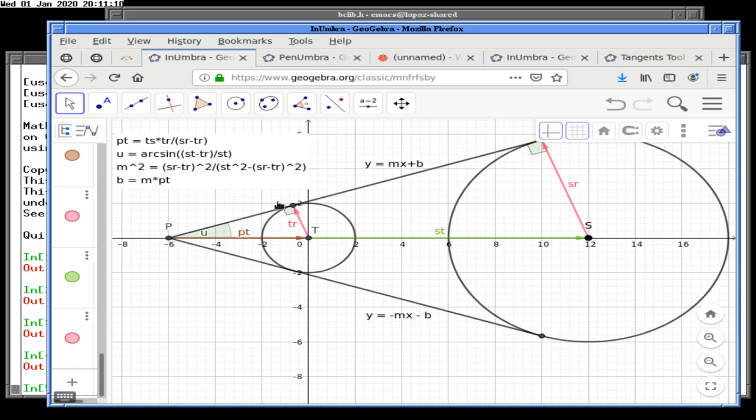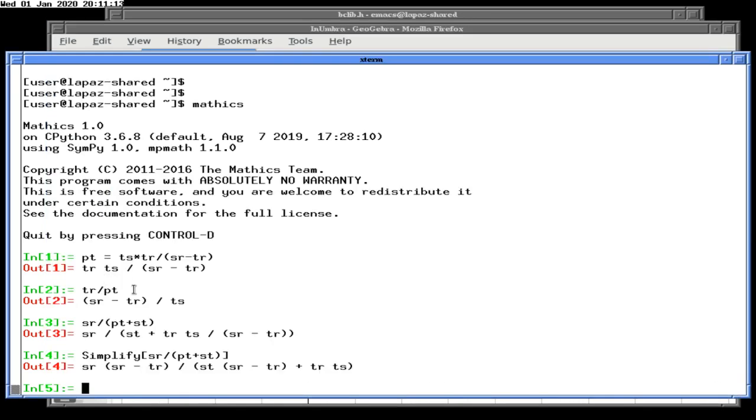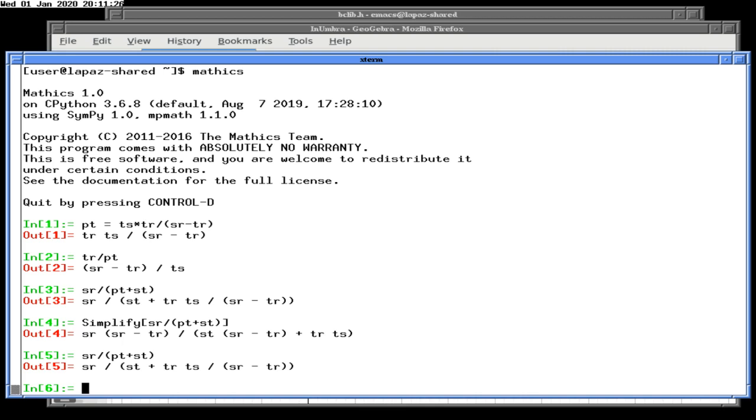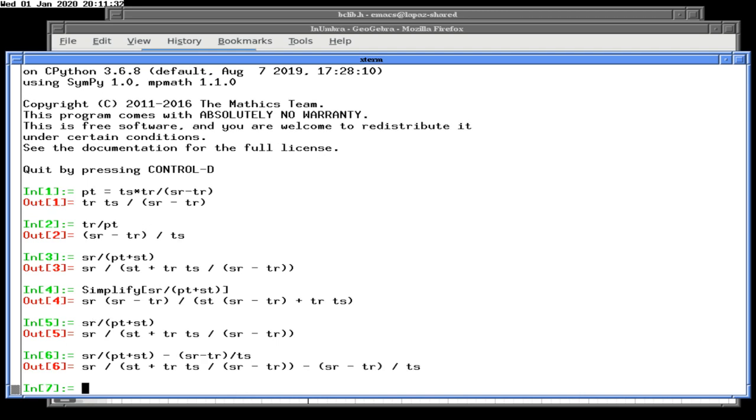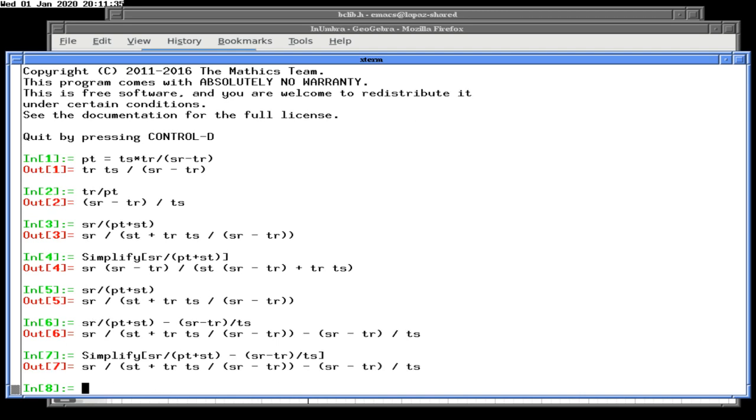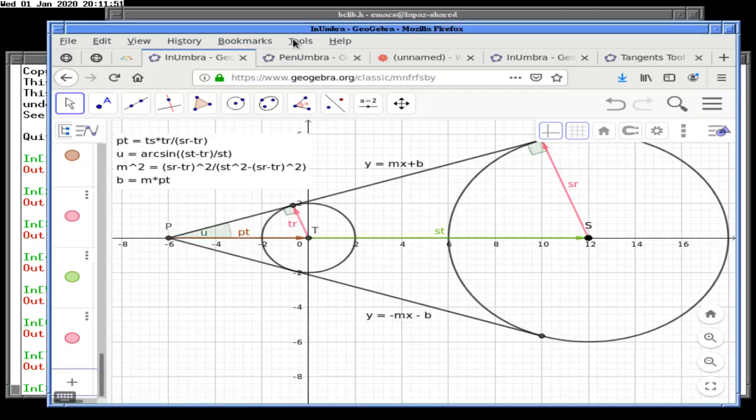Do I care? I care if it's wrong. I don't care if it's correct. And I just noticed that you can factor... no, you can't quite do that. Hang on. SR over PT plus ST. I don't really think this is wrong, to be honest. Let's subtract that from SR minus TR over TS and see what that does. I think that will simplify to zero. If it doesn't, we're in trouble. Well, it still might. Bummer. But assuming PT is correct, this is SR minus TR over TS. Yep, that is correct.